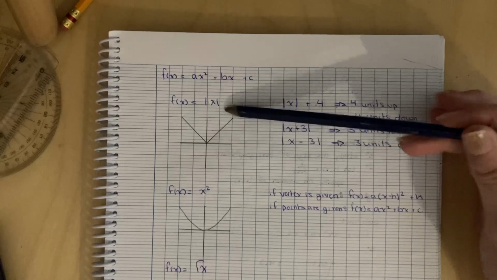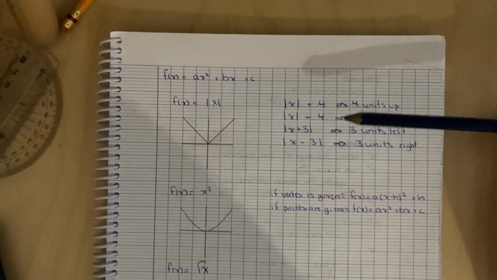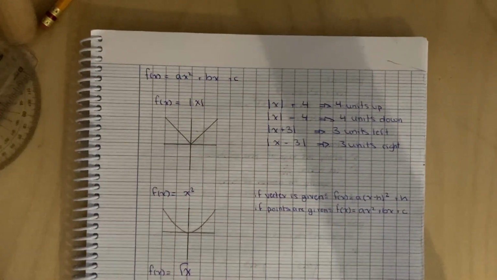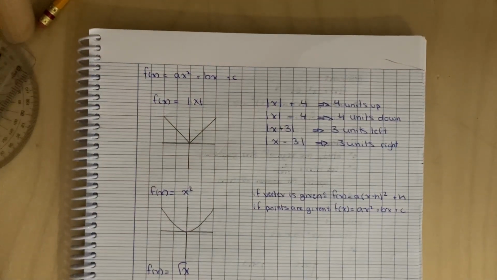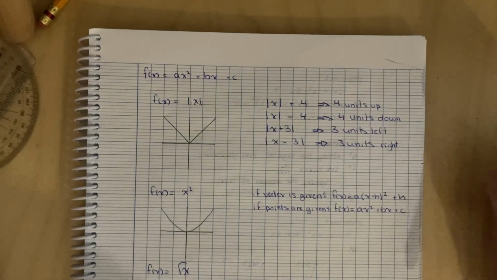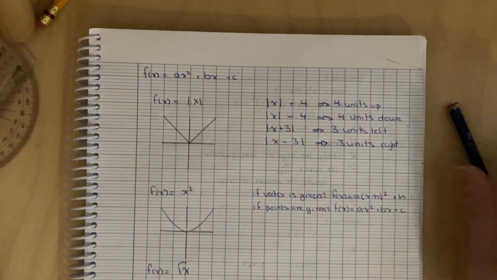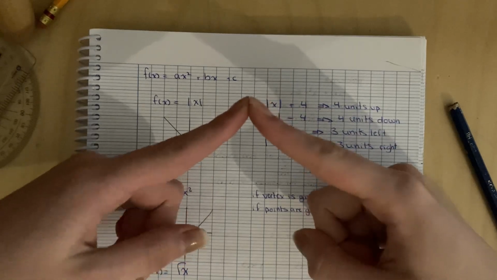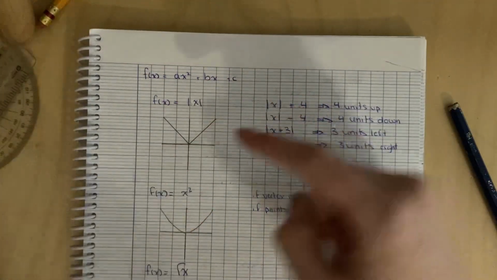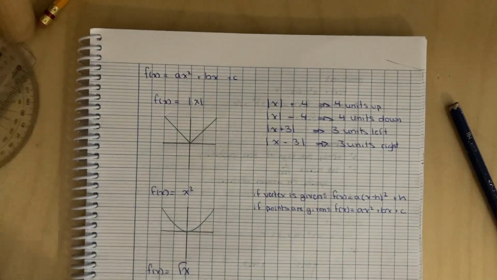If you want to move it up, on the outside of the absolute, you add however many units you want to move it up. And if you want to move it down, you subtract however many units you want to move down, just like I did here. Now, if you want to flip it from looking like this to looking like this, you need to add a minus on the outside of the absolute.